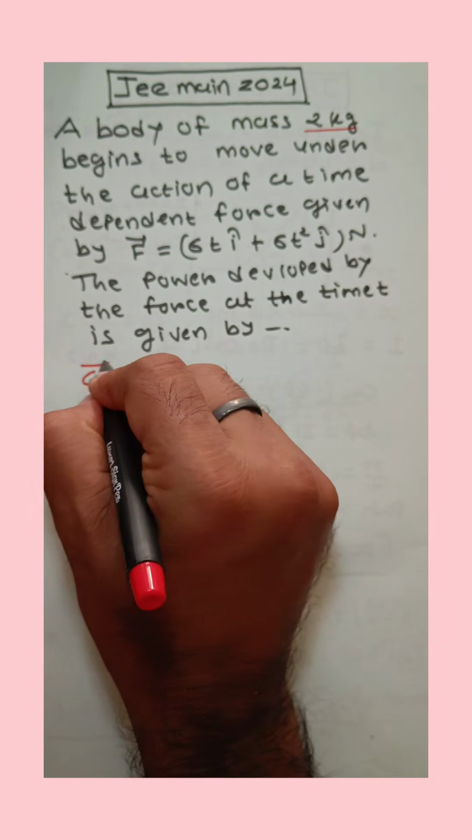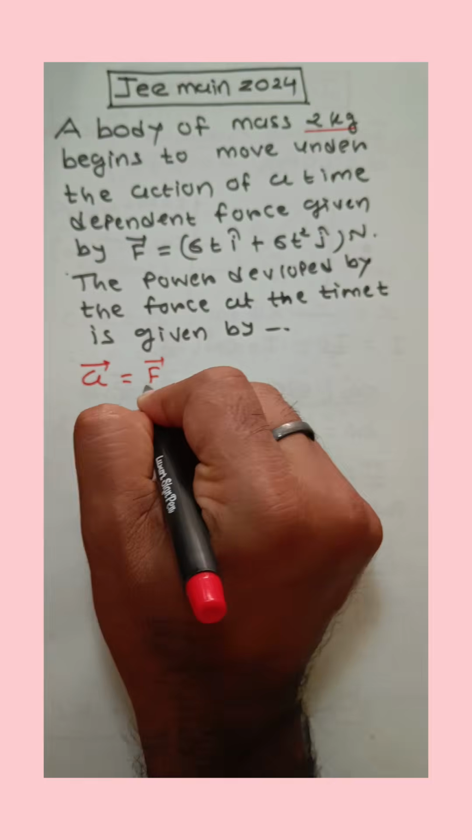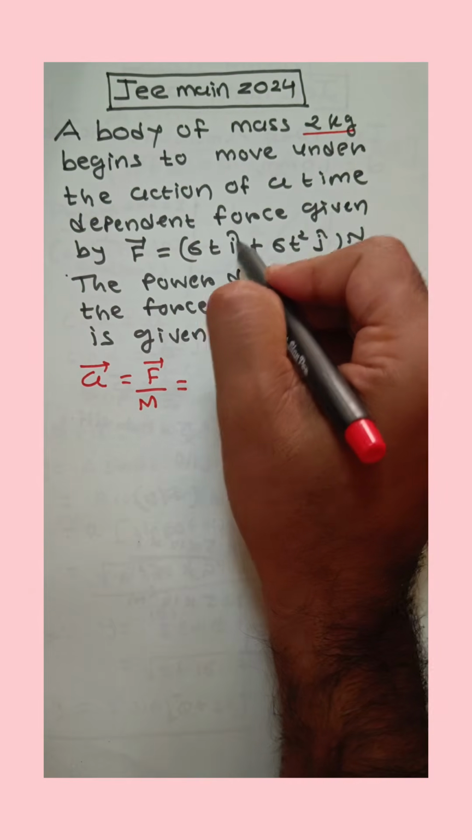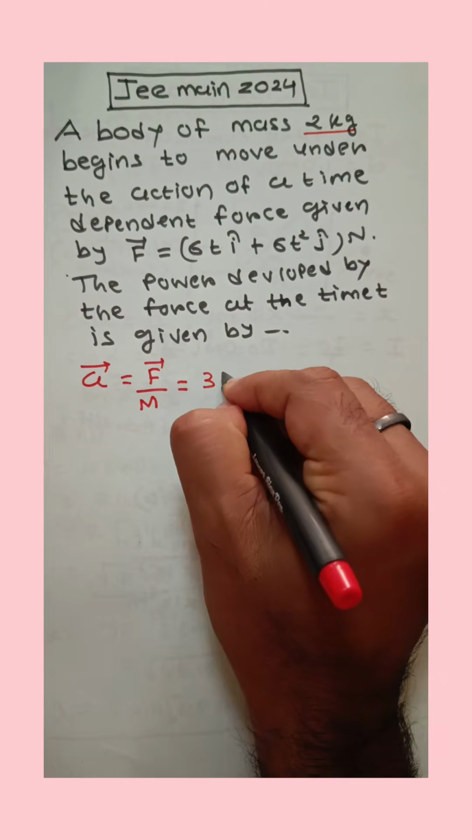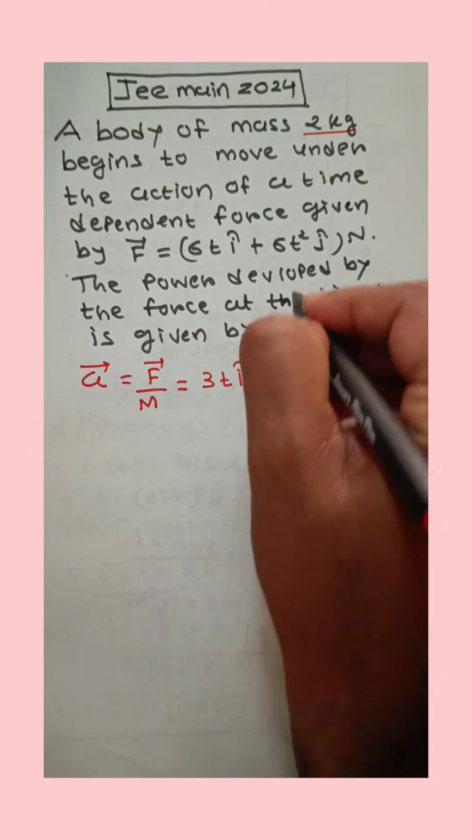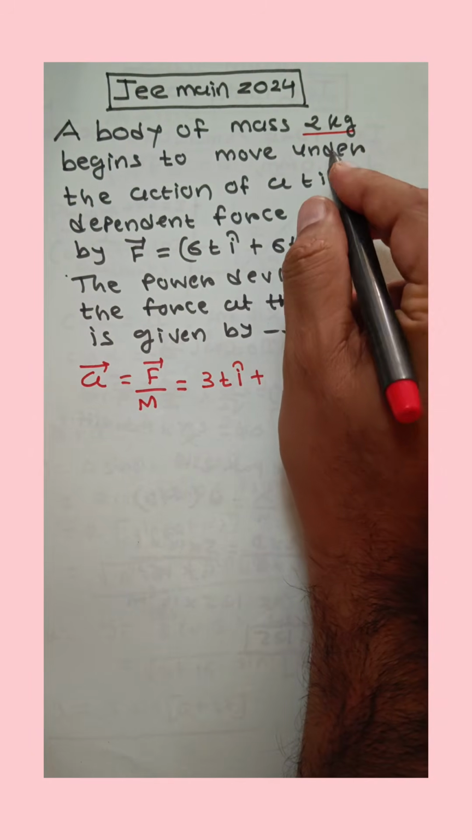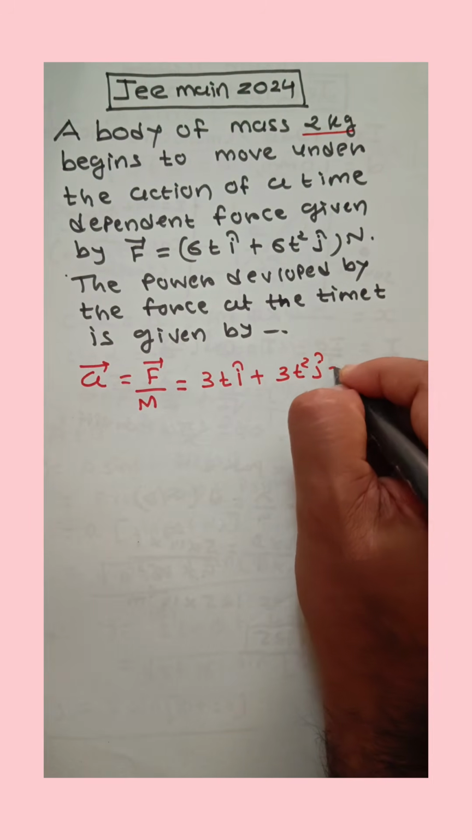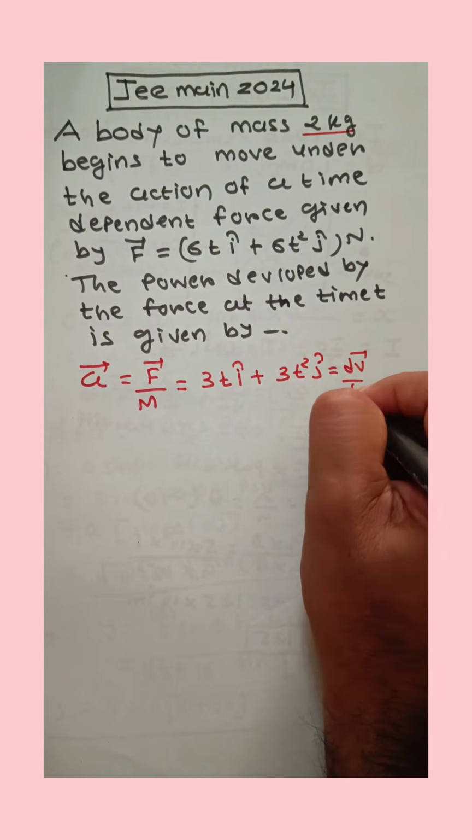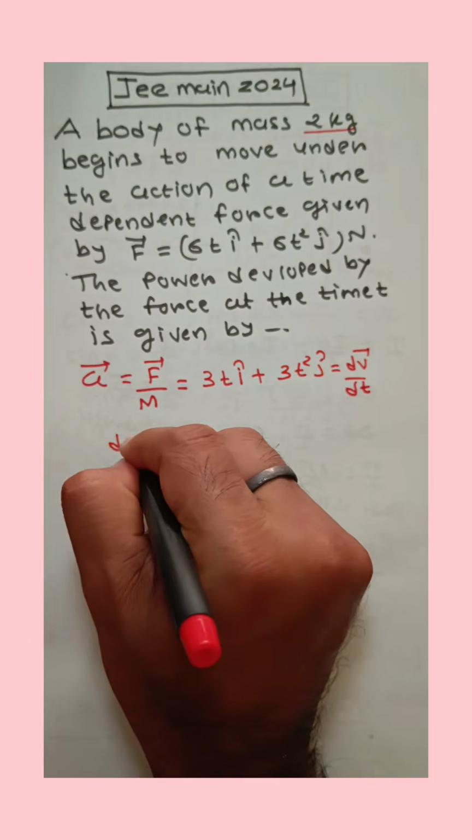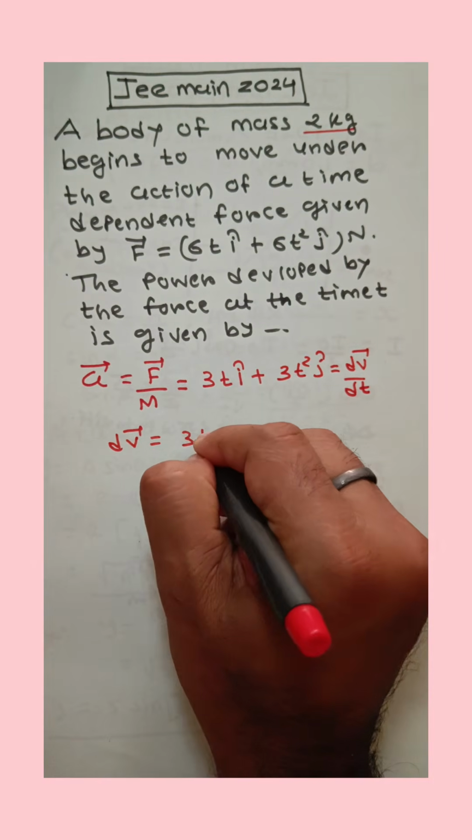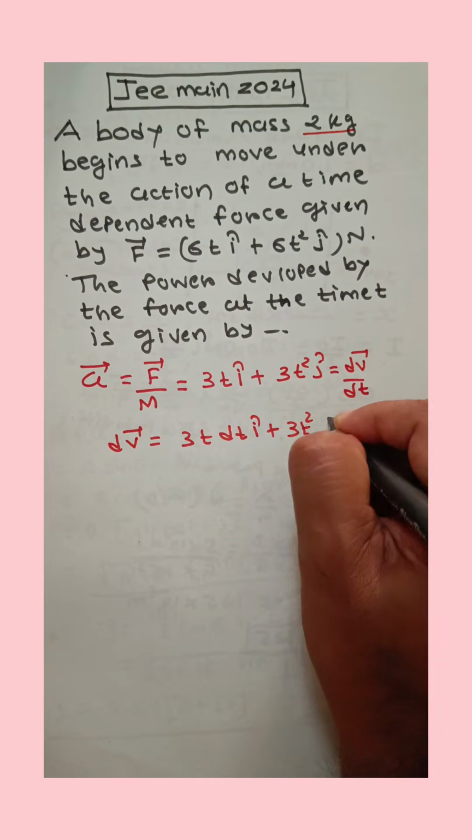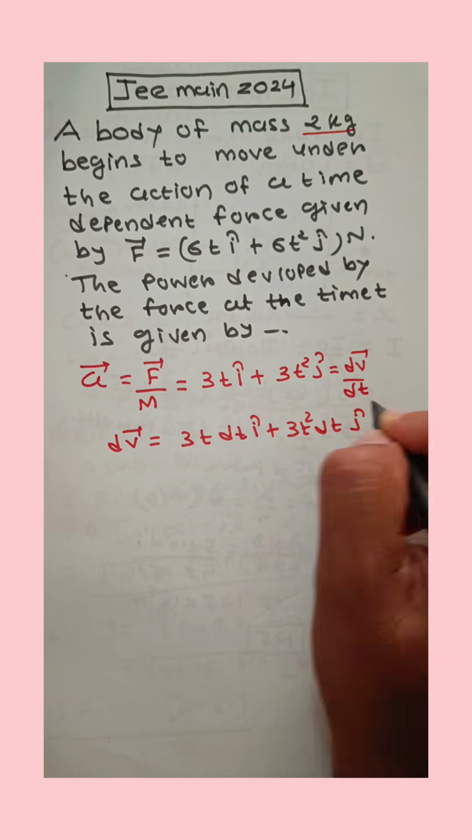Now see here, acceleration is equal to force upon mass. 60t î upon 2, that is 3t î. 60t² ĵ upon 2, that is 3t² ĵ. But a is equal to dv upon dt. So dv vector is equal to 3t dt î plus 3t² dt ĵ.